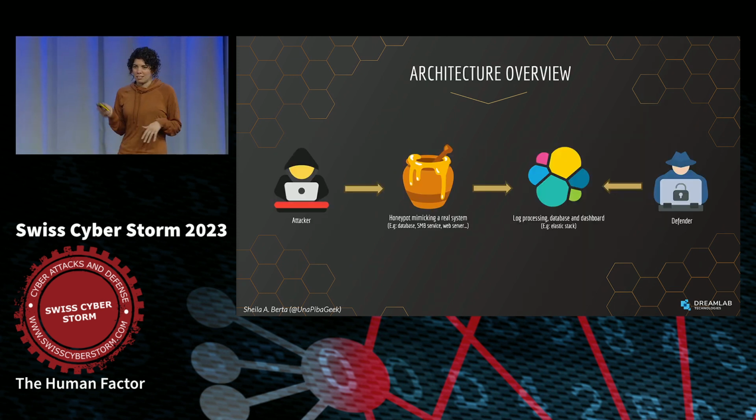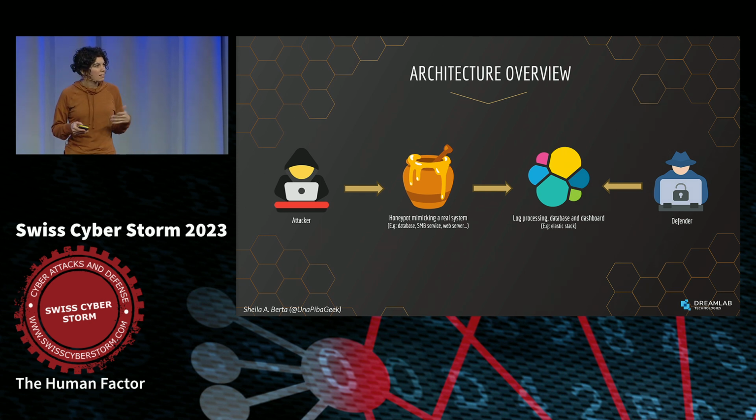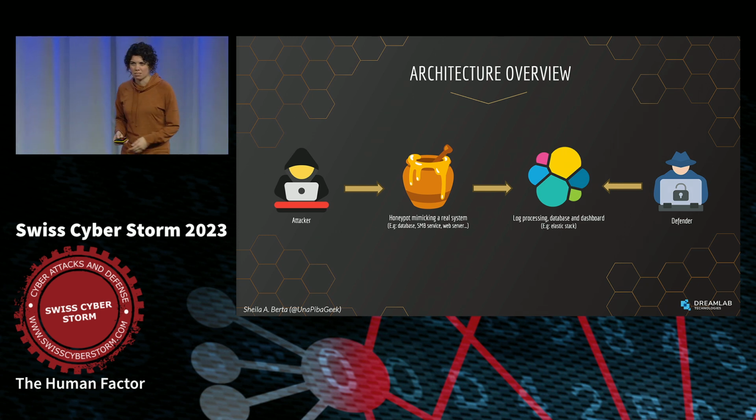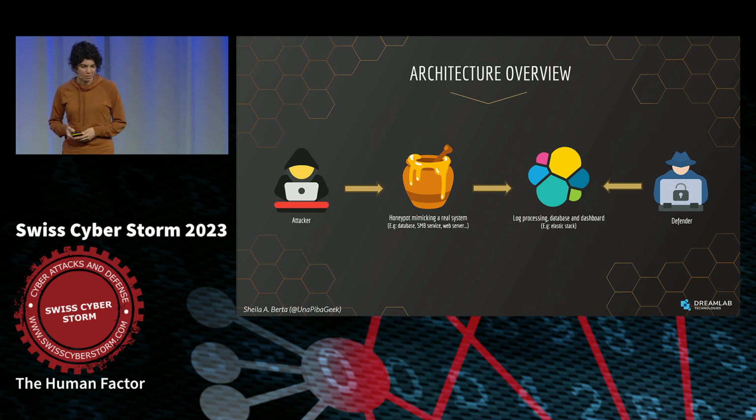The architecture usually looks like this. The attacker interacts with the honeypot that is mimicking a real service. It could be a database, a web server, an SMB server, whatever. And behind the honeypot is usually a stack of technologies capable of processing the attack logs, and then showing the information in a nice way to the defender. The Elastic stack is very common in this setup. For example, T-Pot is one of the most popular open source honeypot frameworks, and they use the Elastic stack and Kibana to show the information to the blue teamers.